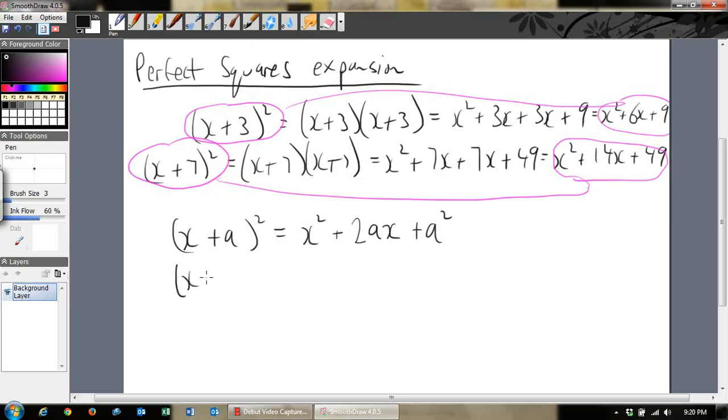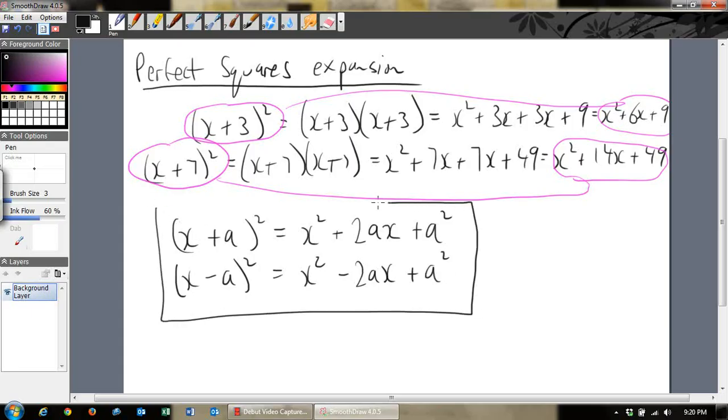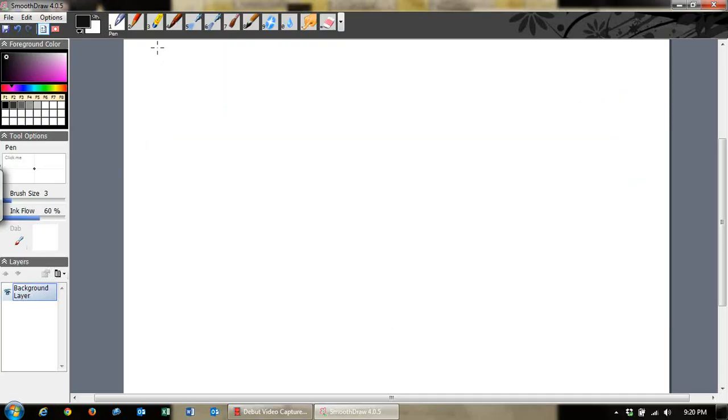And similarly, if we've got x minus a all squared, that's equal to x squared minus 2ax plus a squared. So please note the difference between those two, but these are your perfect square expansions. Okay, perfect squares. Remember that perfect squares means just something times itself. So there we go. Let's go and do some examples of this.